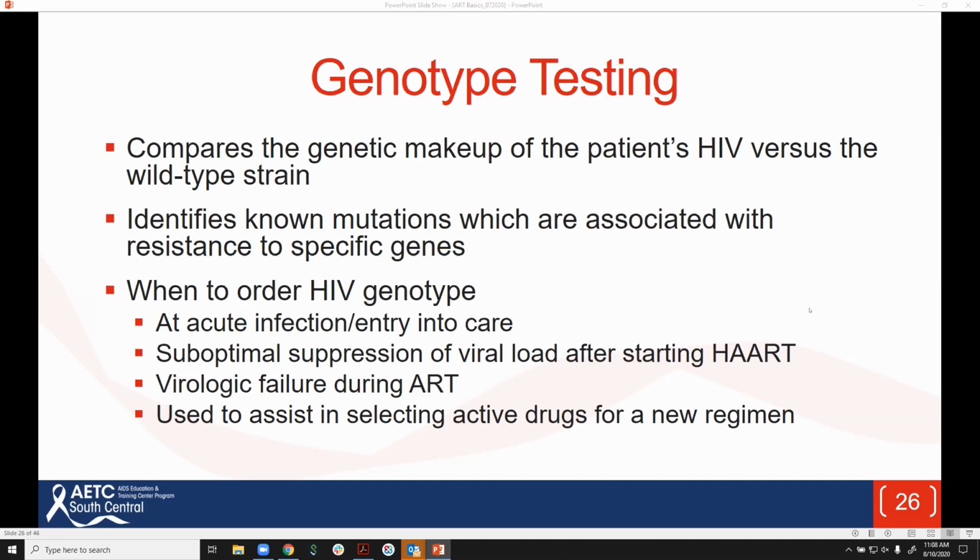So really what I do, I order an integrase genotype if someone is, let's say, suboptimal suppression of the viral load after starting antiretroviral therapy, that second bullet, or virologic failure during antiretroviral therapy. So if I have them on an integrase inhibitor and they're not suppressing like I want them to, or they have rebound, then I'm concerned that there's been a development of a resistance, and so I'm going to check it then. At this point, at least in my neck of the woods in New Mexico, we don't have a lot of baseline resistance to integrase inhibitors, so we are not doing it standardly on treatment naive, but that may change in future.